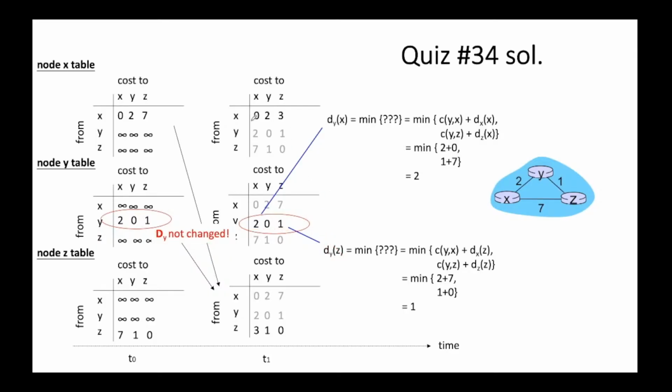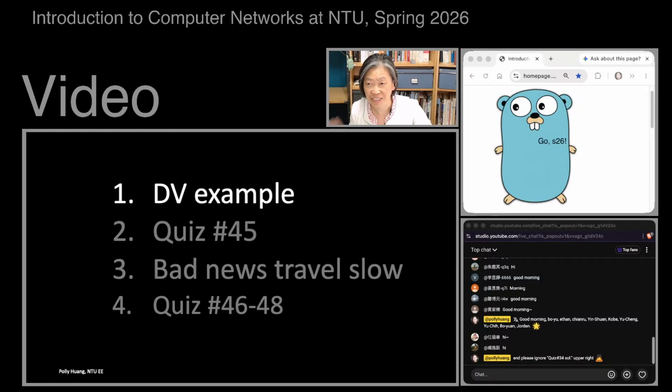While when x finds out that dx is different from t0's dx, we need to propagate dx to node y as well as node z to calculate the table for t2. Similarly, z finds out the new dz being different from the old dz, so we need to propagate dz to node x and node y. Therefore, the two other nodes can calculate if dx and dy need to be changed further. All right, so the last video then is, let's develop all the distance vectors at t2.